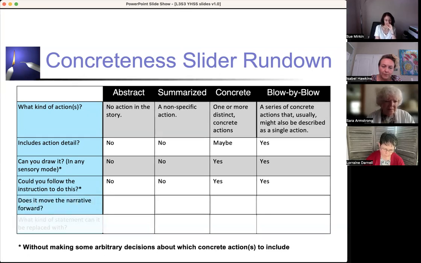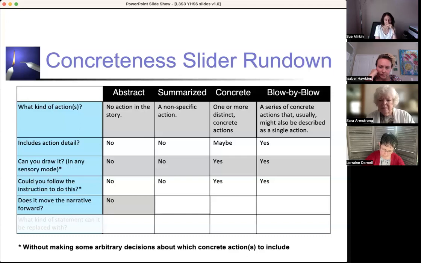Does it move the narrative forward? Does an abstract statement move the narrative forward? Now, if you look at the top part of it, there's no action in the statement. Well, you can't possibly, right? So the answer is no. An abstract statement does not move the narrative forward. It doesn't represent any action in the story.